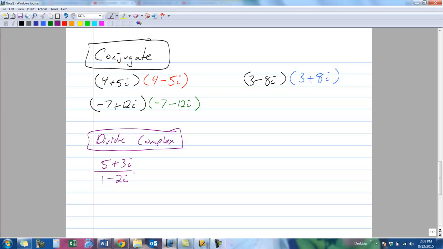The way we're going to do that is we're going to multiply both the top and the bottom by the conjugate. Now, when we multiply by the conjugate of the denominator, some magical things happen. The conjugate would be 1 plus 2i. Some magical things are going to happen here. What I want you to do is multiply the top out and multiply the bottom. I'll do it as well. Go ahead and press pause, and we'll see if we agree.